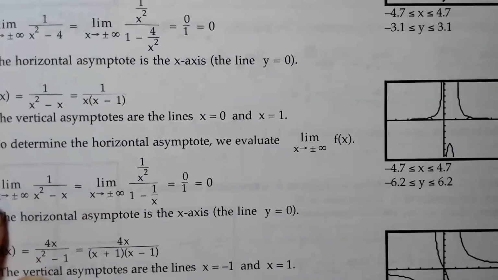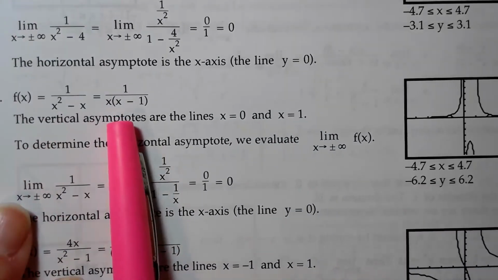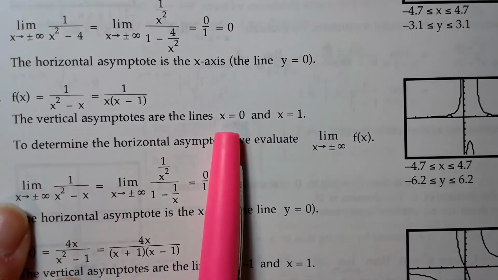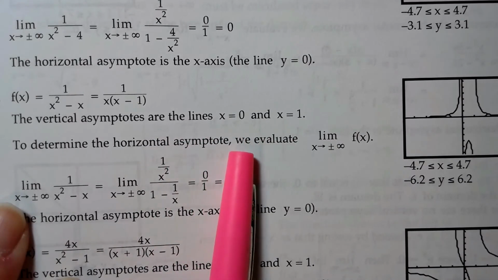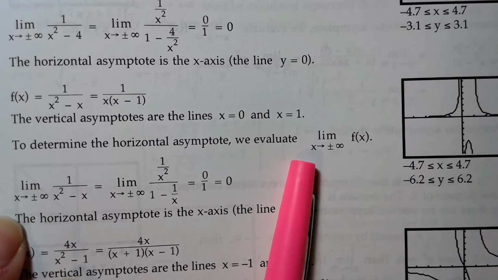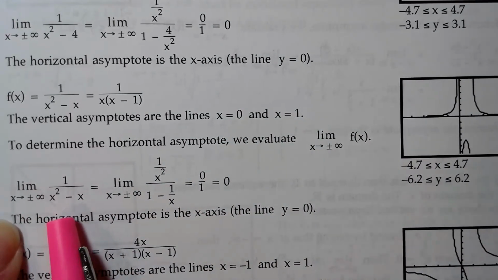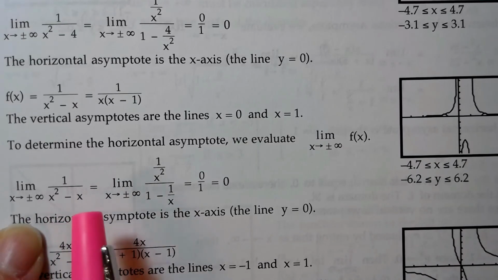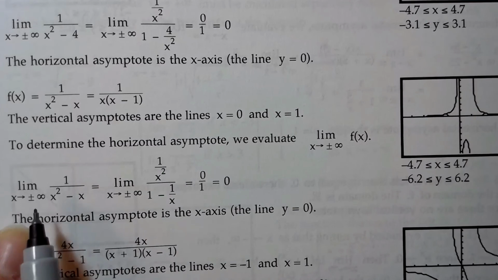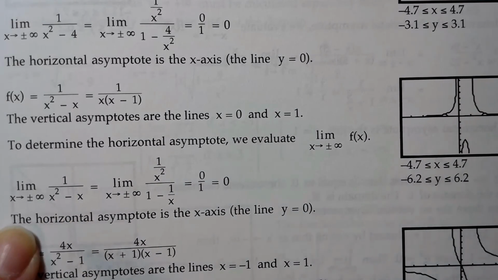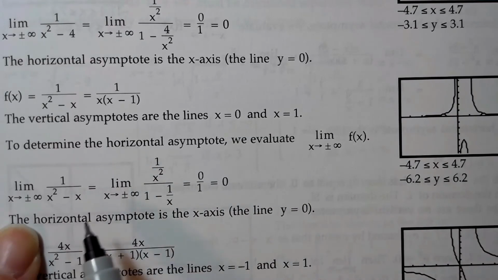But here's that problem, and you see what they did. They did exactly what I did. The vertical asymptotes are the lines x equals 0 and x equals 1. To determine the horizontal asymptote, we evaluate the limit. Okay? So again, I prefer this method, just leave it as it is. Don't write it as 1 over f of x. But notice here, they wrote the limit as x approaches positive and negative infinity. So you're testing both sides, and you can do that.